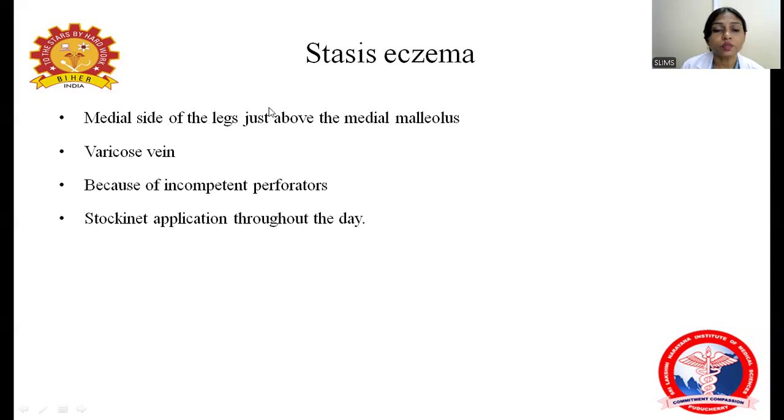and the patient can also have varicose veins, and this is because of incompetent perforators. The perforators are unable to pump the blood from the lower limbs towards the heart. Hence, there is stasis or pooling of blood in the lower limbs, which gives rise to itching, scratching, and further eczema. So stockinette application throughout the day helps in pumping the blood from the lower limbs to the heart. So the patient is advised to use stockinettes throughout the day.